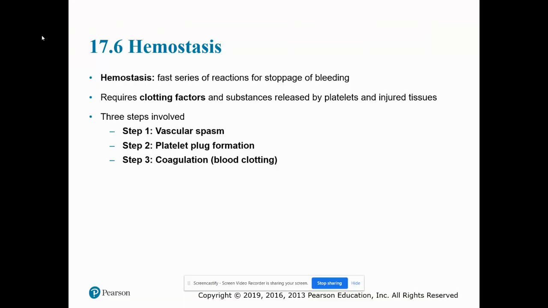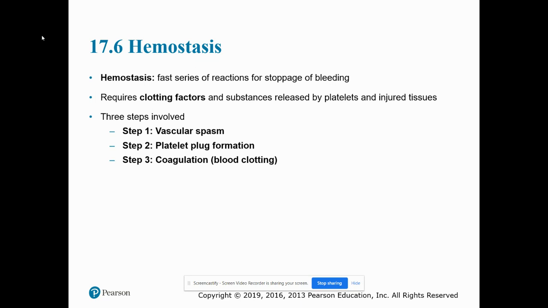All right, we are still in chapter 17, and this is on hemostasis. Hemostasis is just a fast series of reactions for stopping bleeding. It requires clotting factors and substances released by platelets and injured tissues, and we're going to talk about all this stuff. Lots of stuff involved. And it actually involves 3 steps.